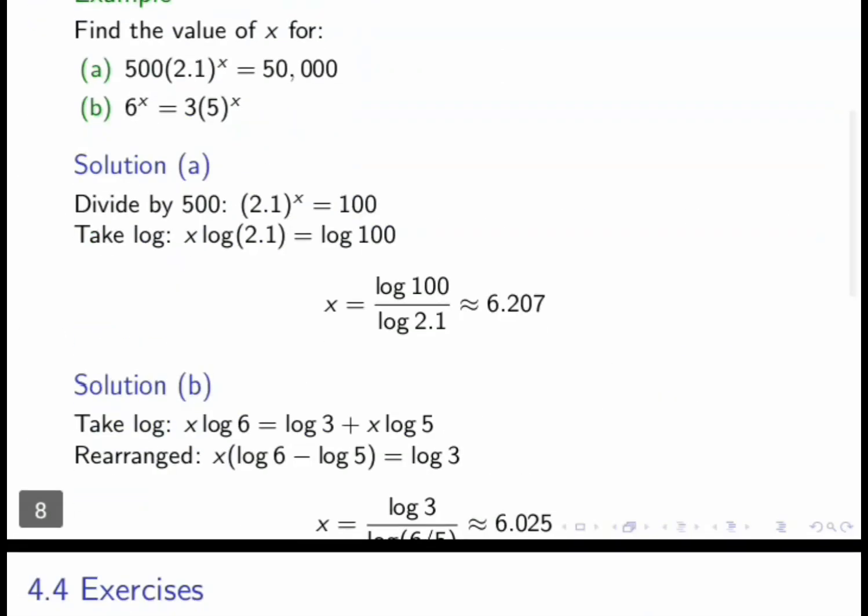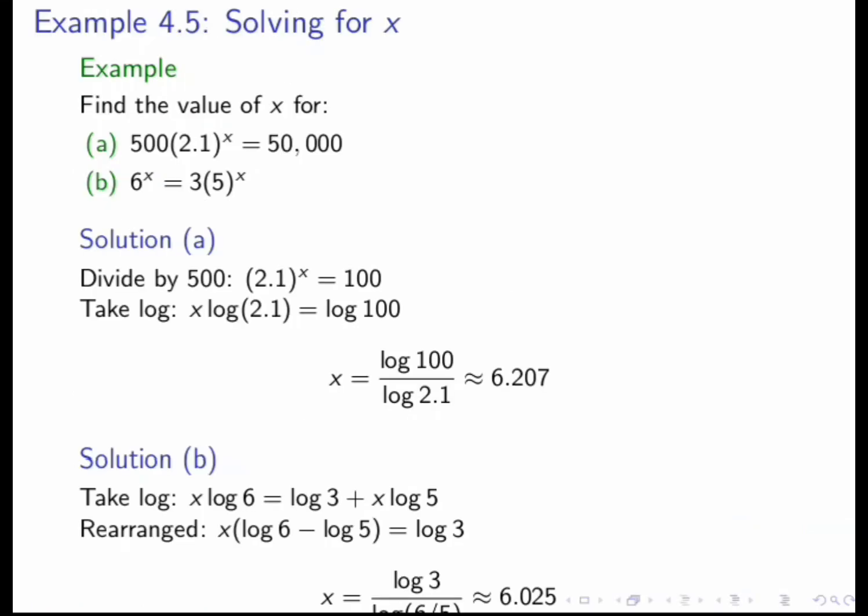Now, moving on to other questions. In this question, we are told to find the value for x for 500 times 2.1 raised to power x equals 50,000. For the first part, we divide both sides by 500, and we make x the subject. When we divide both sides by 500, we will be left with 2.1 raised to power x equals 100. Now, you introduce logarithm to both sides. So by introducing logarithm to both sides, you'll be left with log 2.1 raised to power x equals log 100. By one of the rules of logarithm, you bring down the power, you take x down, and you divide both sides by log 2.1. And our final answer is 6.207. So that's the value for x.